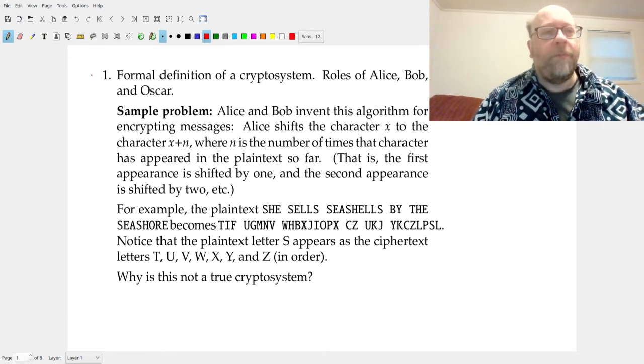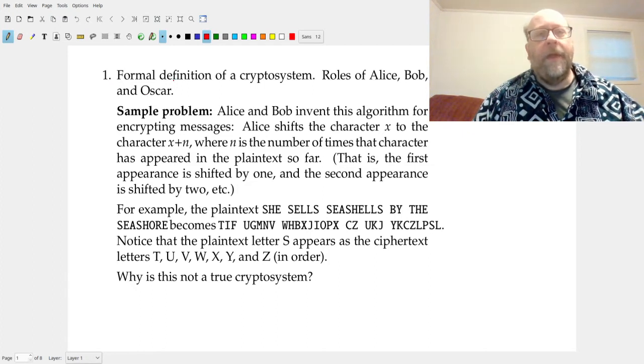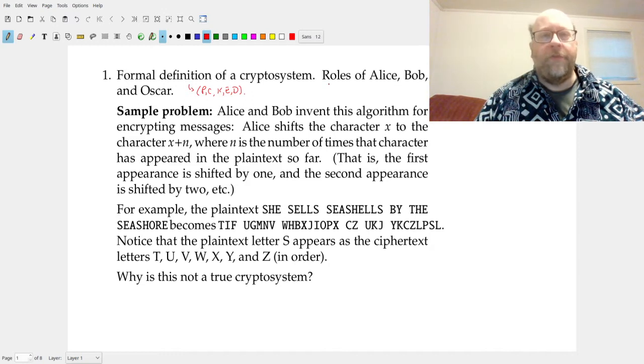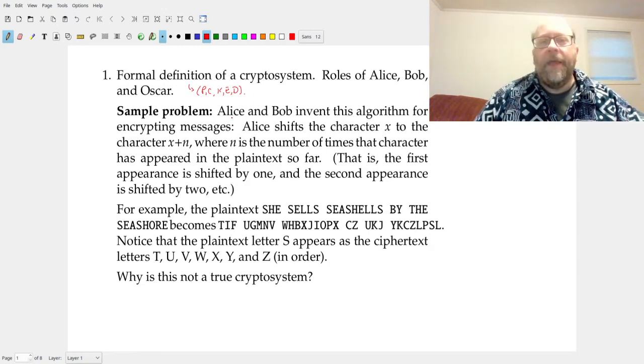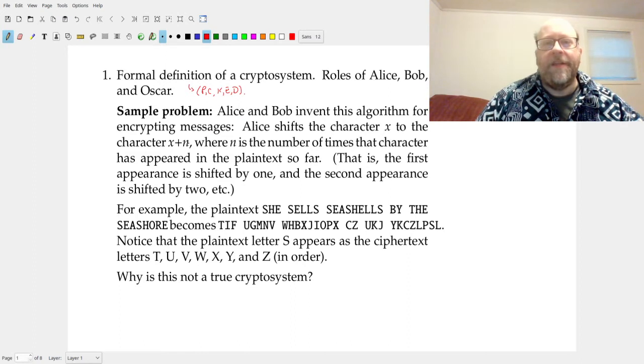So this is problem one off of the practice test. The concept is the definition of a crypto system. When I mean the formal definition, I mean what are the 5 parts of the crypto system, and then the roles that Alice, Bob, and Oscar play. In this sample problem, Alice and Bob have invented this algorithm for encrypting messages, where she shifts the character X by the number of times that the character has appeared in the plain text so far.